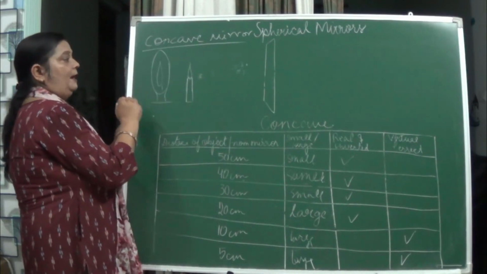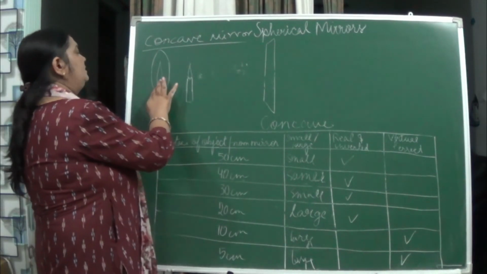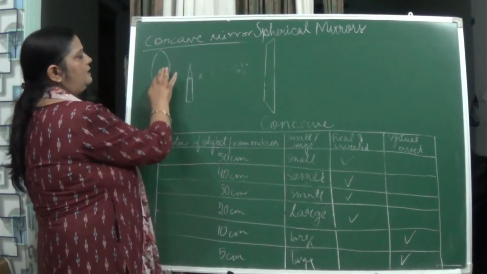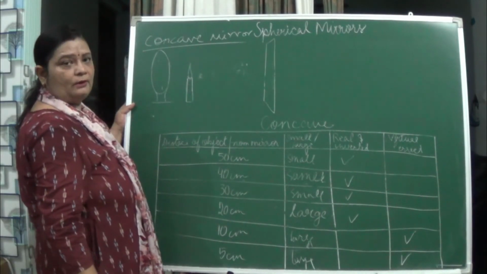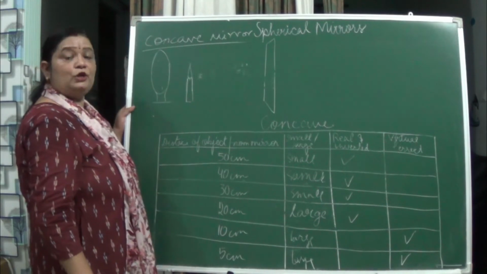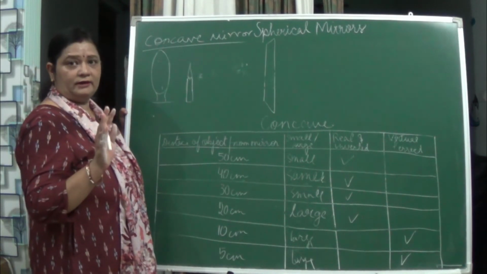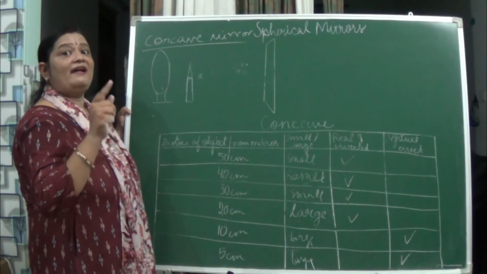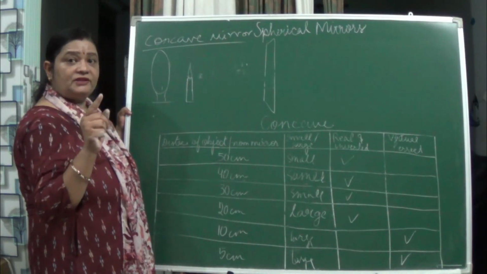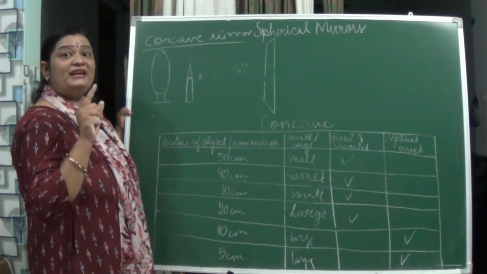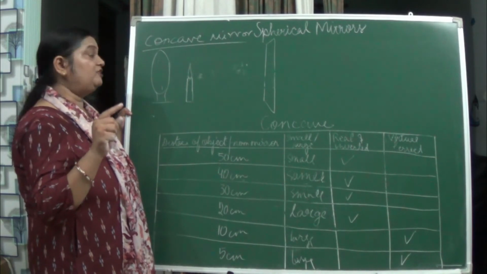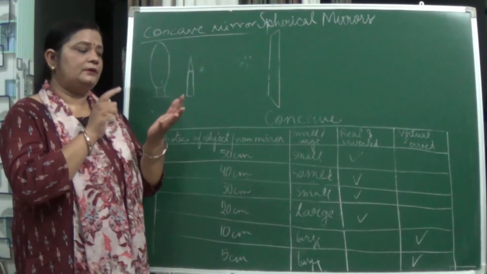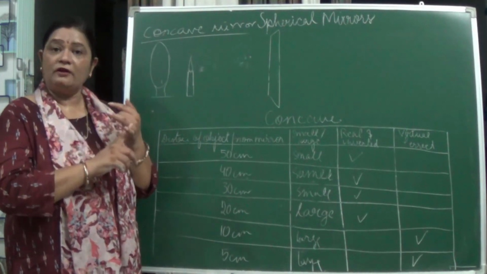Now instead of this concave mirror, if you take a convex mirror and try to see the image, in this case you will never get a real and inverted image. You will always get a virtual and erect image, and that too diminished in size. It will be smaller in size. Now we have studied the concave mirror and the convex mirror.